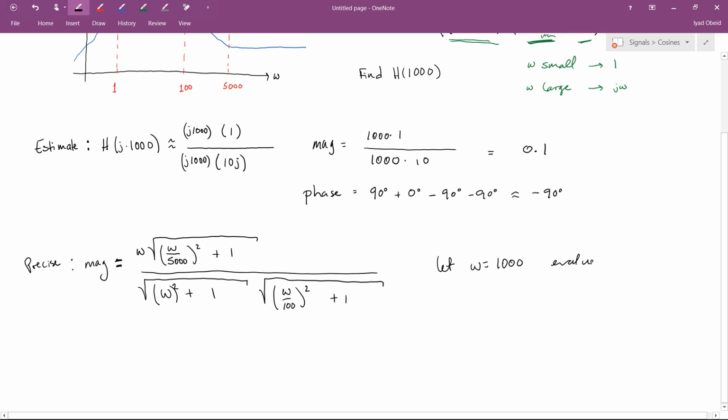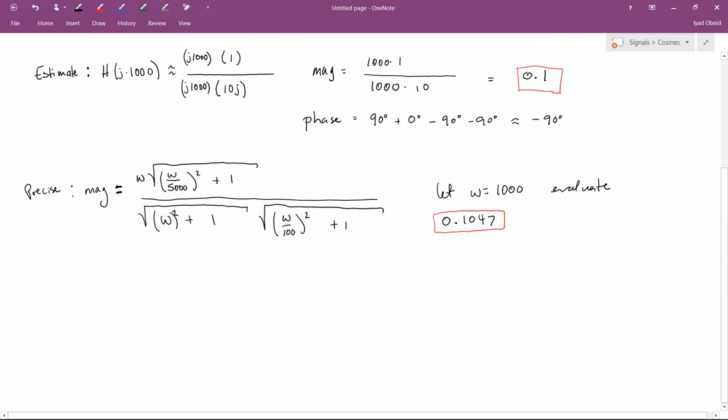I did this calculation ahead of time. You should do it yourself. When I worked it out, I got that the magnitude was 0.1047. What's gratifying is that the true value is pretty close to the estimated value. Doing that estimation really didn't leave us all that far off track. Now let's try the phase.